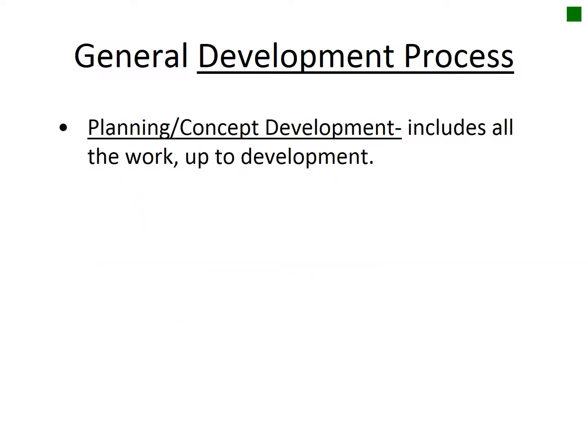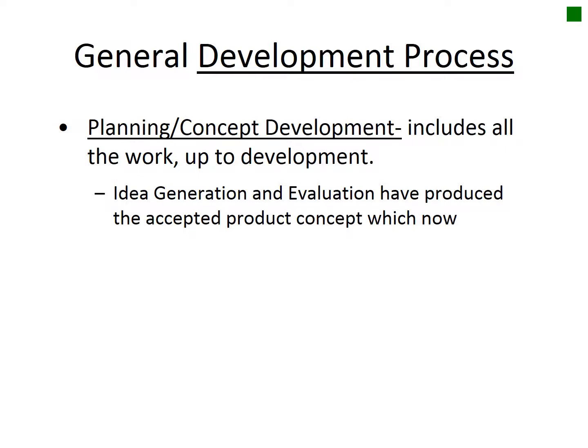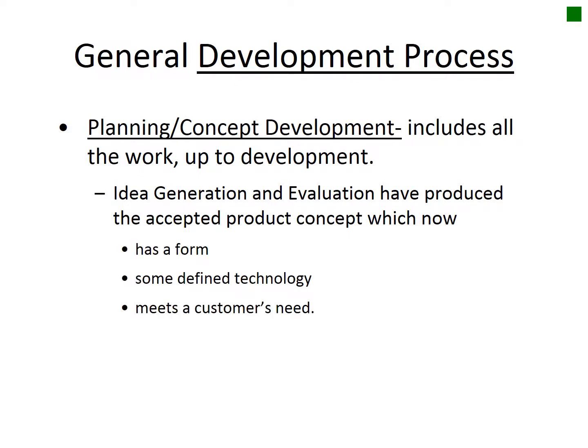So in the planning and concept development stage, this is something that should probably be done by now. We've done our concept brainstorming, we've done our concept testing both internally and externally, and so this idea generation and evaluation have produced some form of an acceptable product concept. And from this, we have a general idea of what the form is going to be. We definitely know what the technology will be that we'll use to produce the product, and we'll definitely know what the customer need is.